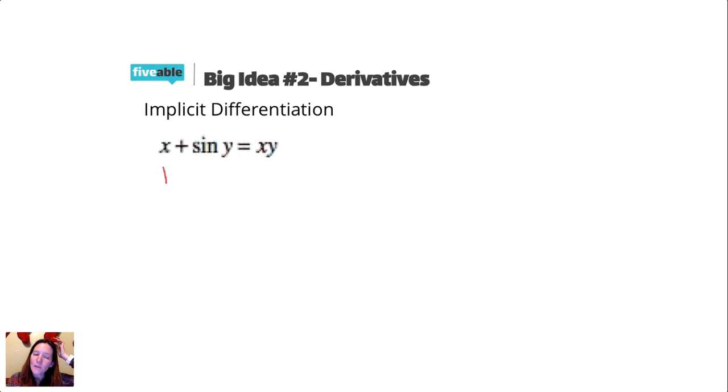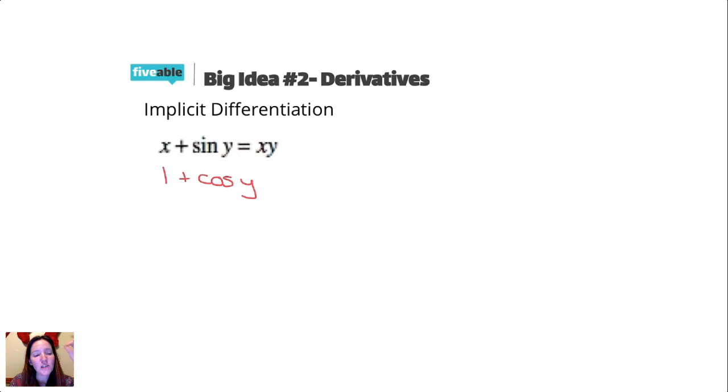Now, the problem comes with the sine y, right? Because we would think that maybe the derivative is cosine y, right? And you'd be kind of right. The derivative is cosine y. But when we take the derivative, remember we have this expression, the dy over dx. Dy over dx means I'm taking the derivative of y in terms of x. So when I take my derivatives, I'm always taking it in terms of x.